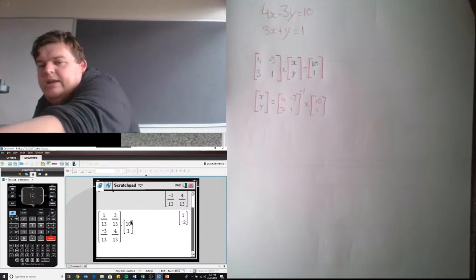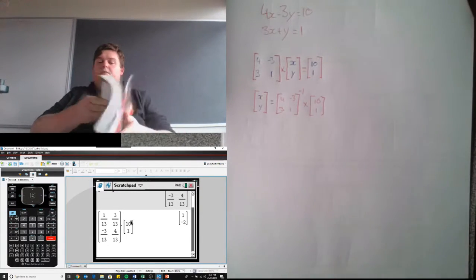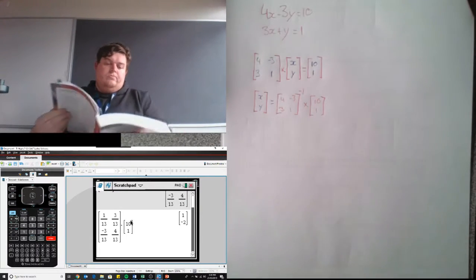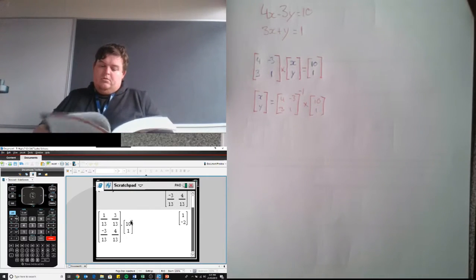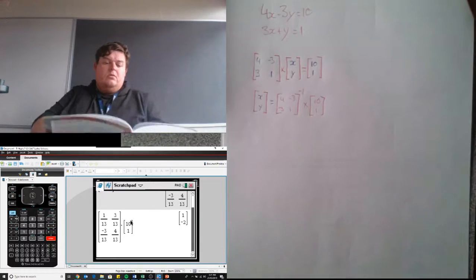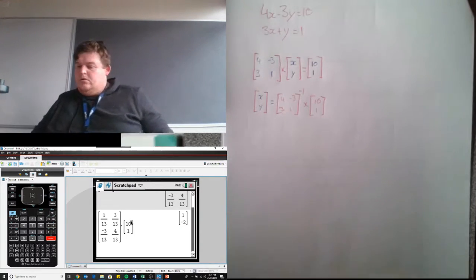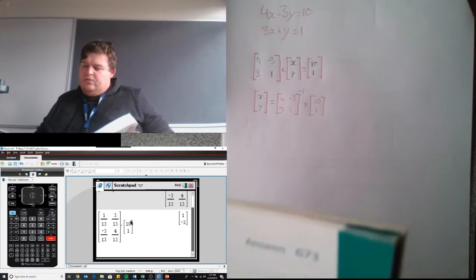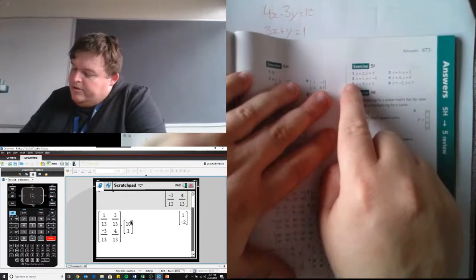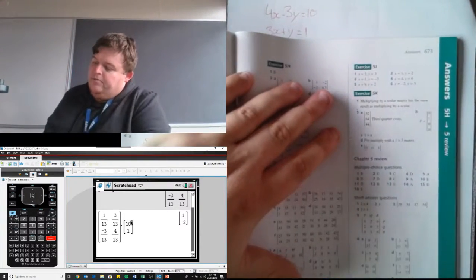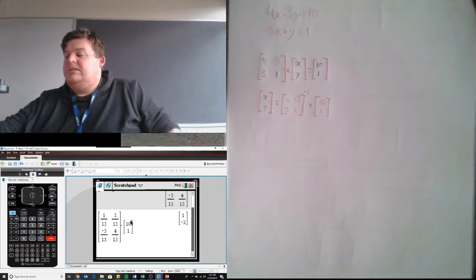So we had 1 and -2. Let me check the back of the book and make sure we got it right. So we have 1 and -2. There we go, 5J, question 3, 1 and -2. And that's as easy as it is.